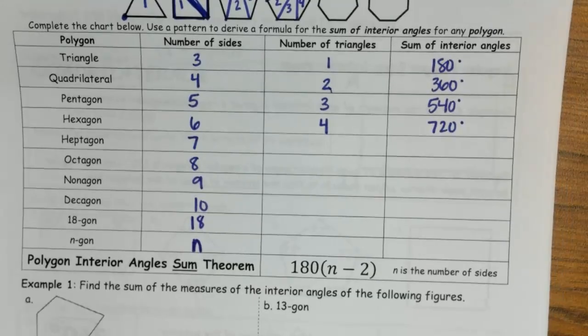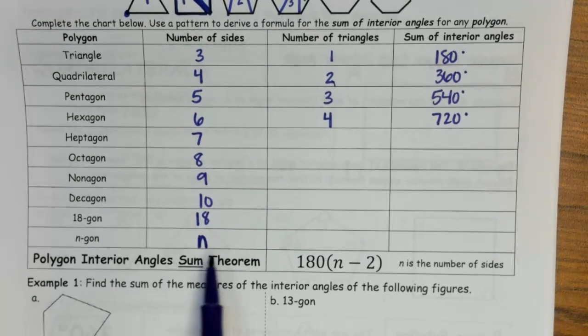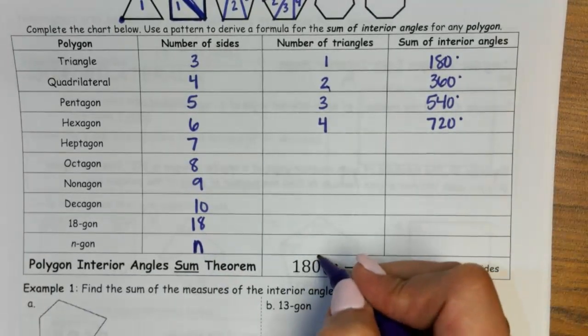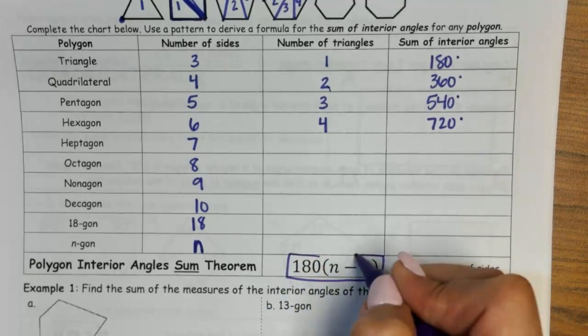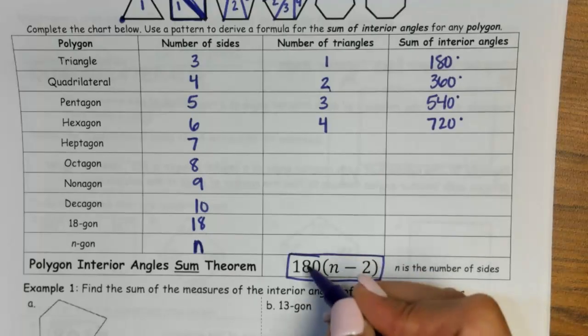So, right here, this is our little rule. The interior angle sum, right, where I'm getting all of these numbers from. Here's our formula that we're going to follow. We are going to take the number of sides minus 2 times 180.